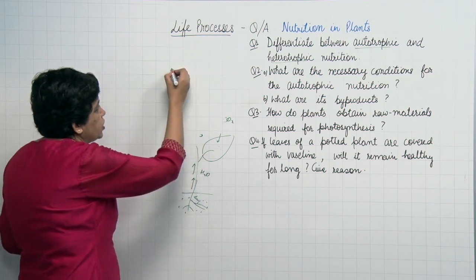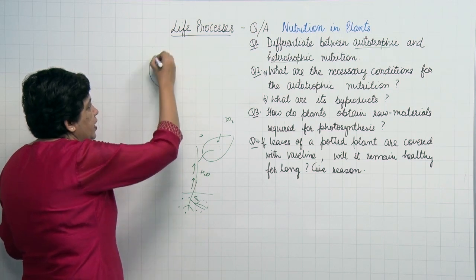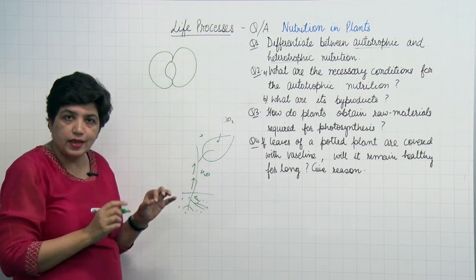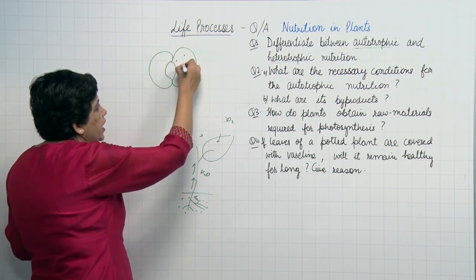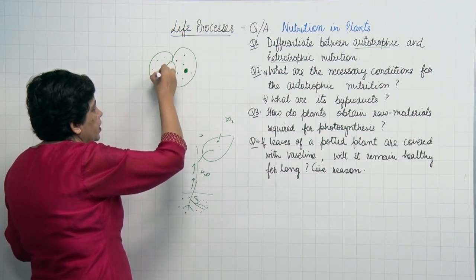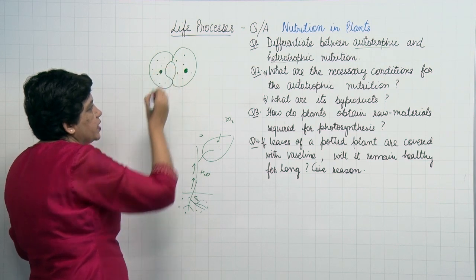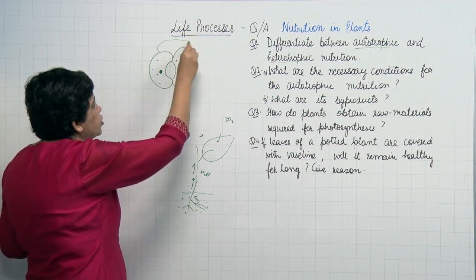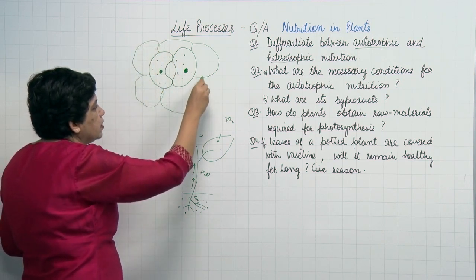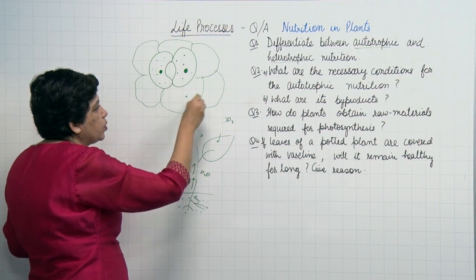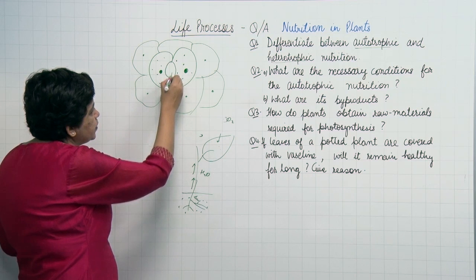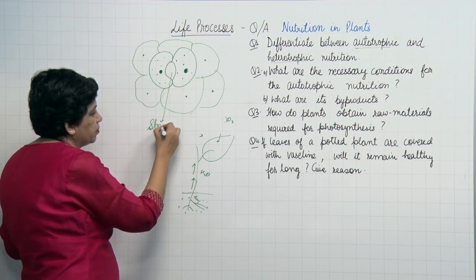So, first let me draw the structure of stomata. Stomata are actually pores which are surrounded by two guard cells. These are two guard cells. These guard cells contain chlorophyll as well as the nucleus. So, chloroplast and nucleus. Apart from this, you can also draw other epidermal cells which do not contain chlorophyll, although they do have a nucleus, right? So these pores are called the stomata.